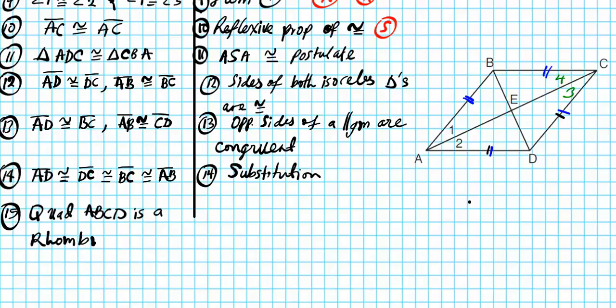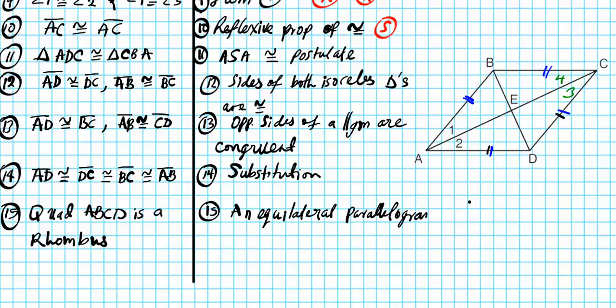Okay, and how do we know that that is the case? Well, all four sides, or we can say an equilateral parallelogram is a rhombus. Okay, so a parallelogram that has all four sides congruent is automatically a rhombus.